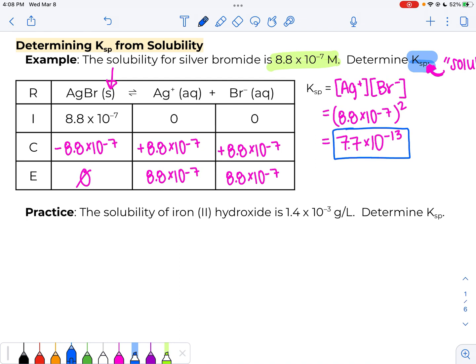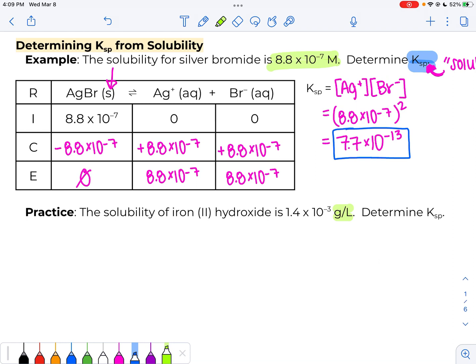Knowing its solubility is 1.4 times 10 to the negative third grams per liter, we can find KSP. But keep in mind, KSP is always about concentrations, right? And what's the units for concentration? What are the units for molarity? Moles per liter. So always pay attention to your units, because this is where you'll get tripped up.